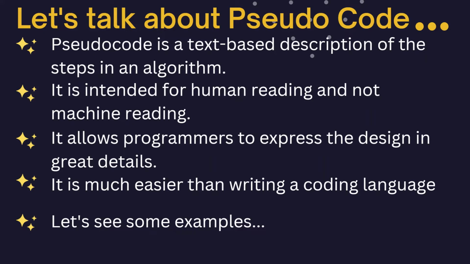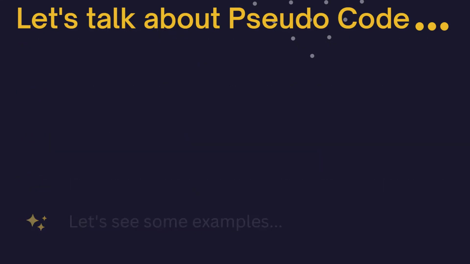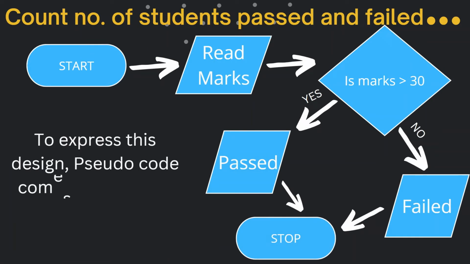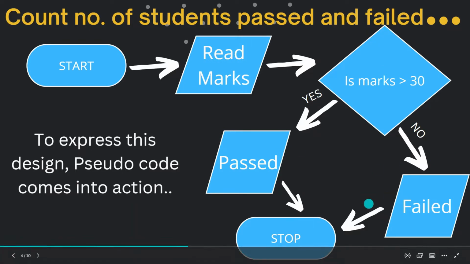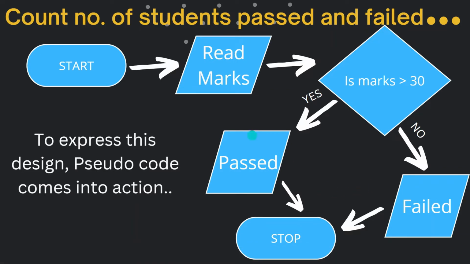For better understanding, let's see an example. Now, if we are given a question, count the number of students passed and failed. So, by flowcharts, we know that first we start our flowchart, then we read the marks, then we check is marks greater than 30, the passing marks. If it returns a yes, then the student passed. If it returns a no, then the student failed. And then we stop our flowchart. But to express this design, pseudocode comes into action.